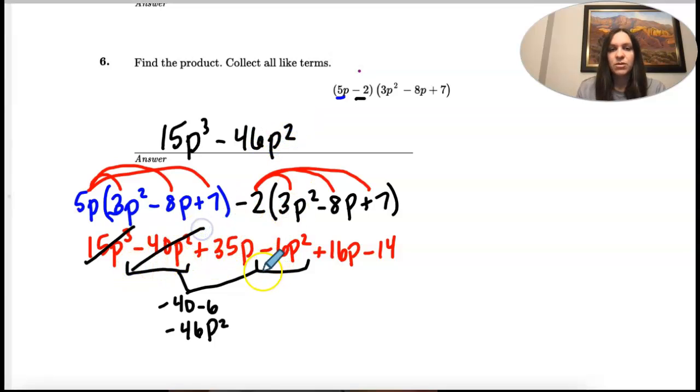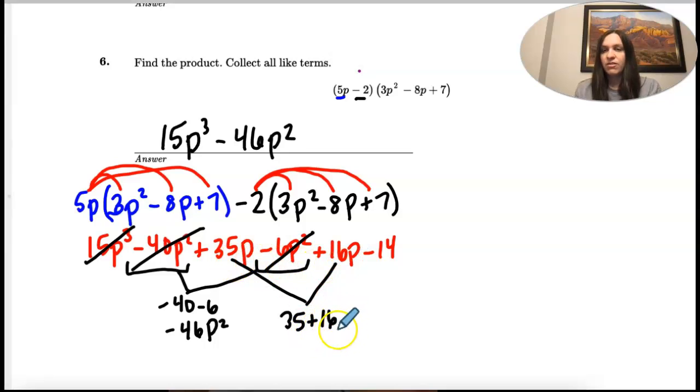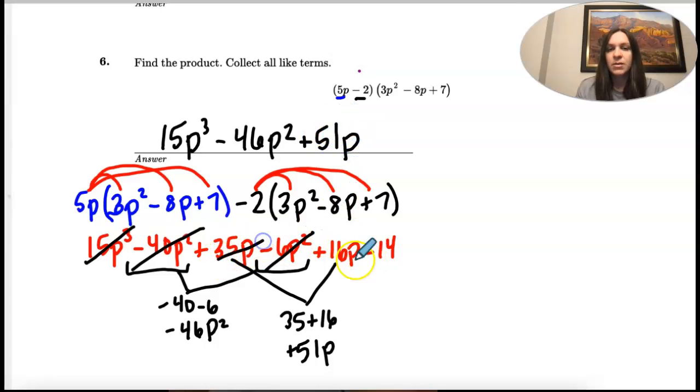Okay, now I'm done with those. My next set of like terms are the ones with the p. Right, so I have 35p plus 16p, and I'm just going to look at the coefficients. 35 plus 16 is 51, and then there's a p that stays with it. So plus, because this is a positive 51, p, and my last term is negative 14, and there's nothing to combine that with.